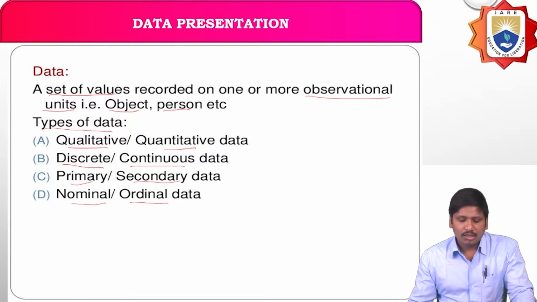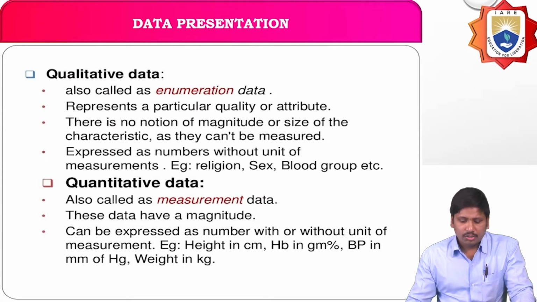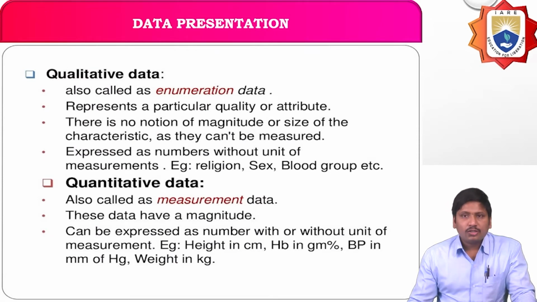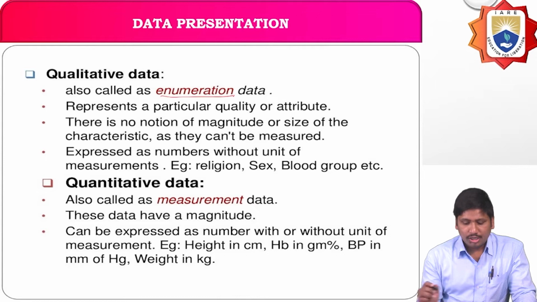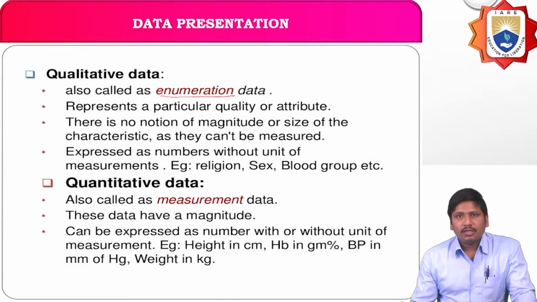In the previous slide I discussed the difference between qualitative and quantitative data, discrete and continuous data, primary and secondary, and nominal and ordinal. So let's see them one by one. What is qualitative data? Qualitative data is also called enumeration data, and it represents a particular quality or attribute.